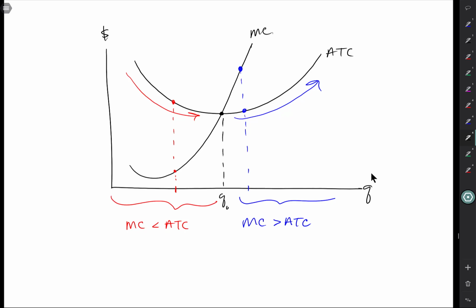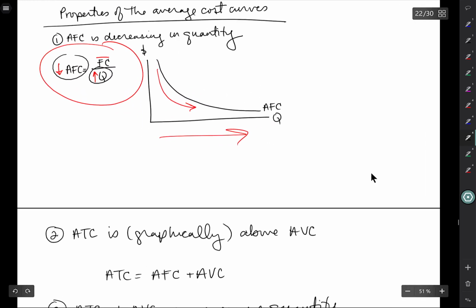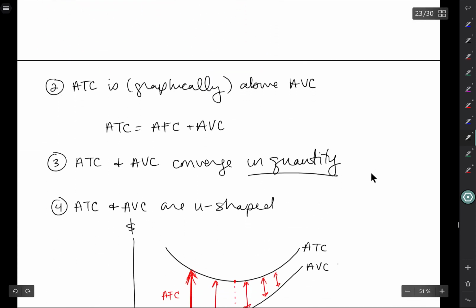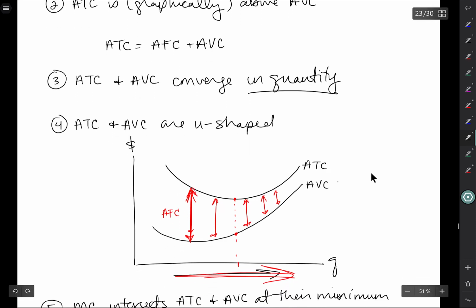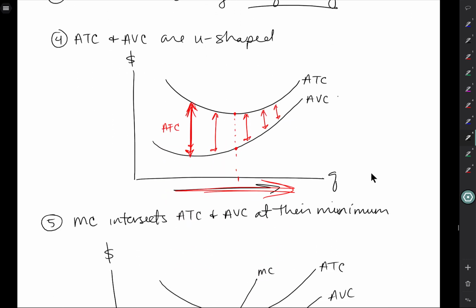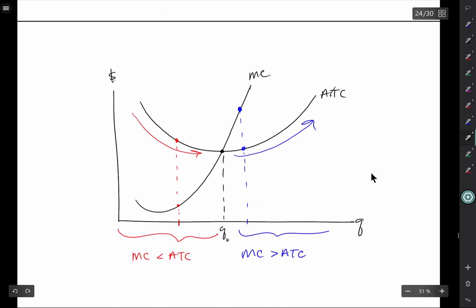So now we understand all 5 of these properties, right? Let's go back and recap them rather quickly. Number 1, average fixed cost is decreasing in quantity. Number 2, 3, and 4, they go together. ATC is above AVC. That one's easy. ATC and AVC converge because of number 1, average fixed cost is decreasing in quantity. And they're U-shaped, ATC and AVC. Why? Because of its relationship with number 5. Marginal cost intersects them at their minimum, right? And I happen to focus on average total cost when I did this, but I could have just as easily replaced the T with the V and looked at average variable cost. The same concepts hold.